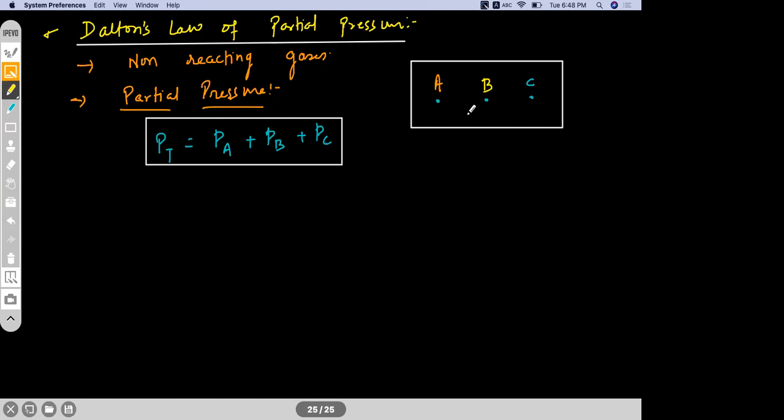Remember, these gases are non-reacting gases. If it is not given, then also you have to assume that the gases are non-reacting. Okay?